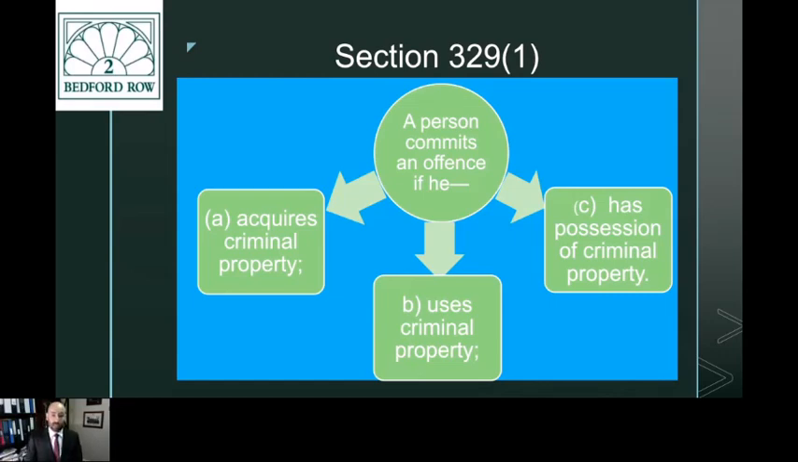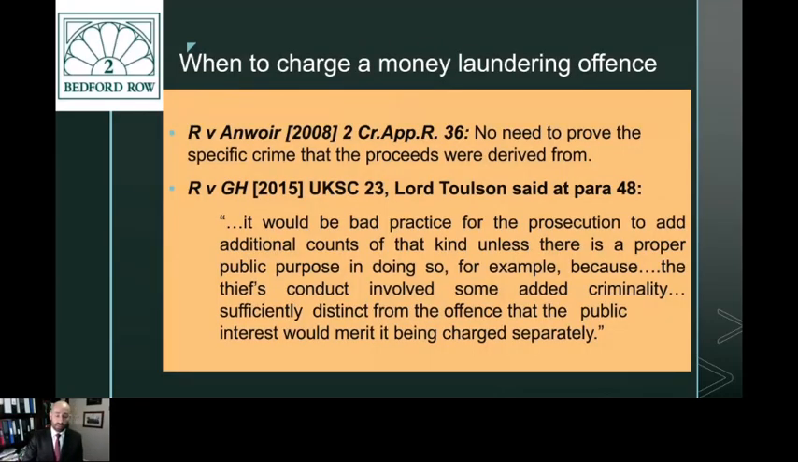The money laundering offences have been charged quite regularly since the Act was passed, and there are clear advantages to the prosecution in doing so. Firstly, a money laundering offence, even in instances where there isn't a classic need to charge it, can be advantageous because it's easier to prove. Since the case of Anwar in 2008, there's no requirement on the Crown to prove the specific crime from which the proceeds were derived.